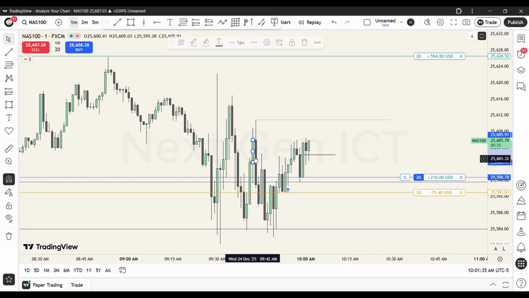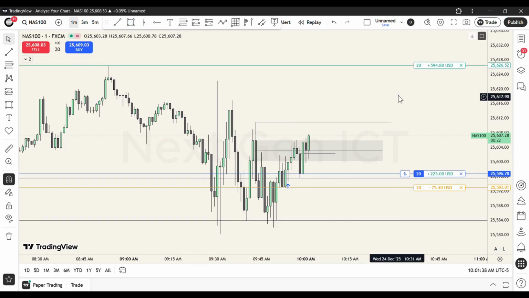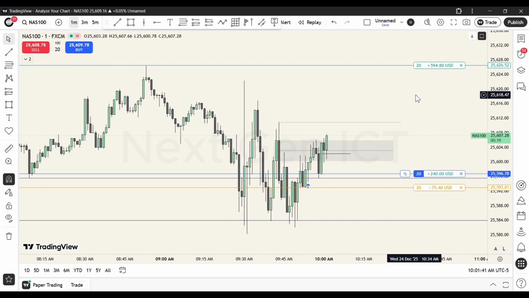With that in mind, I went long, and you could see there was a breaker as well, and there is a beautiful reaction off of that breaker, and there was another propulsion order block. If you don't know what a propulsion order block is, it is an order block within an order block. So I hope you get that.